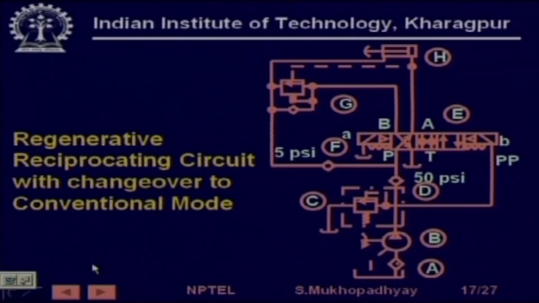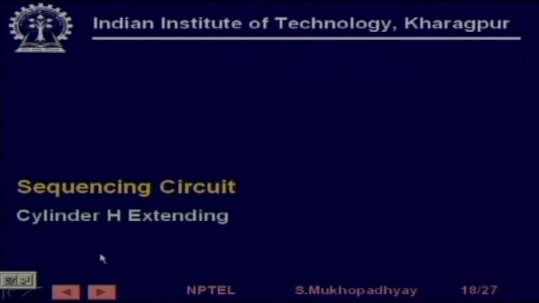Next, we have a sequencing circuit. So in the sequencing circuit, in this example we have more than one cylinder. So far what we have been doing is that we have handled only one cylinder, but sometimes you need to operate multiple cylinders and for example, suppose you have a woodworking machine, right?